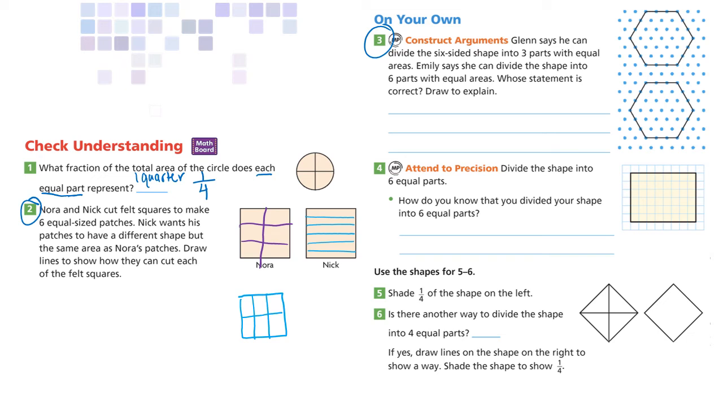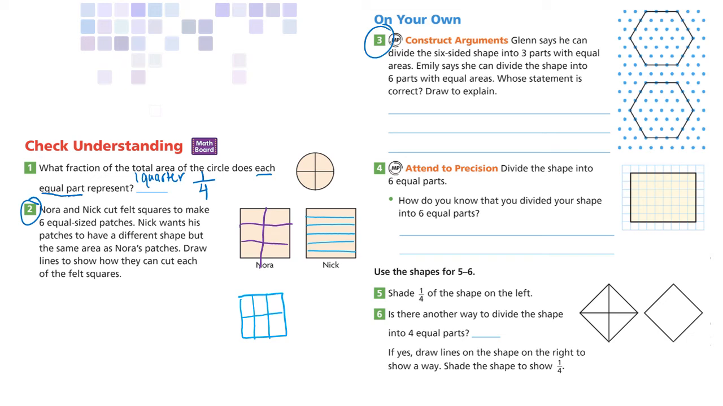Okay. Number 3, Glenn says he can divide the six-sided shape into 3 parts with equal areas. Emily says she can divide the shape into 6 parts with equal areas. Whose statement is correct? Draw to explain. So boys and girls, were you able to draw to separate the shapes into 3 equal parts and into 6 equal parts? If you were, then you would have seen that they were both correct.